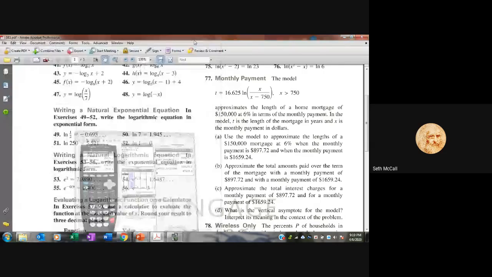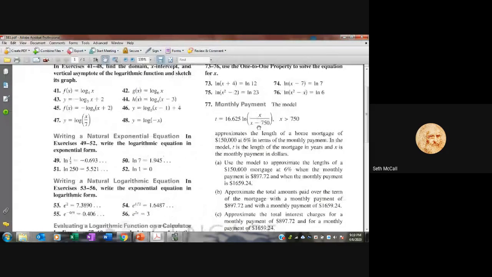So it's at least 3 times more expensive to take it out to 30 years. Now it says, what is the vertical asymptote for the model? Interpret its meaning in the context of the problem. This one, I'm just going to tell you what it is because we've not really discussed rational functions yet. But the vertical asymptote in this model is going to be 750.